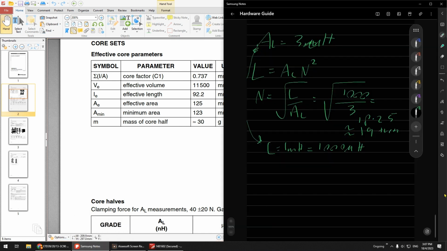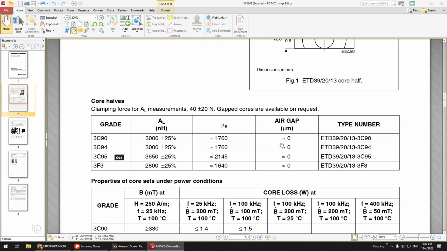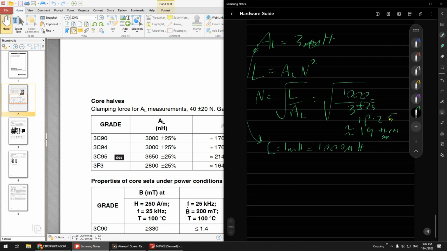So let's have a look here. Although this is only 19 turns, make sure you prepare more. Like I said before, there is plus minus 25%, and sometimes the air gap is not too tight, and it really reduces the inductance. You need more windings, usually much higher. If it is 19, maybe 25 you have to prepare. This is just a suggestion, because after this you will use an LCR meter to check the inductance of the winding directly. So we continue with the hardware after this.